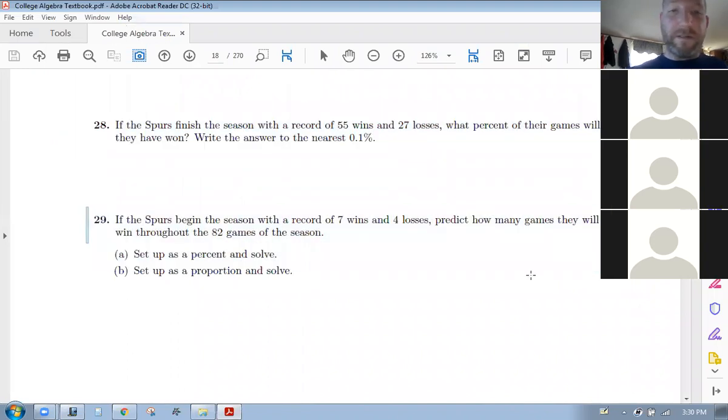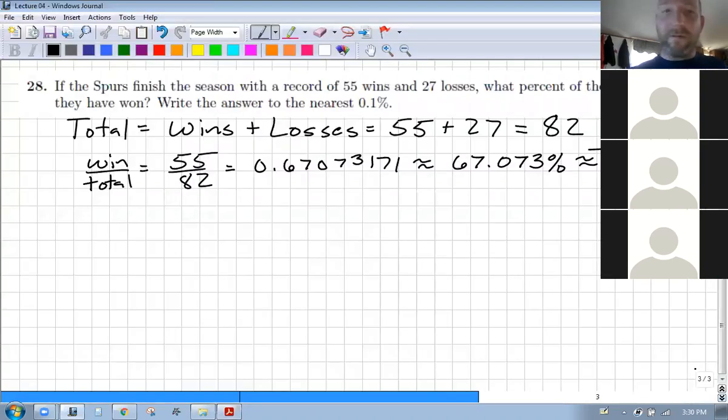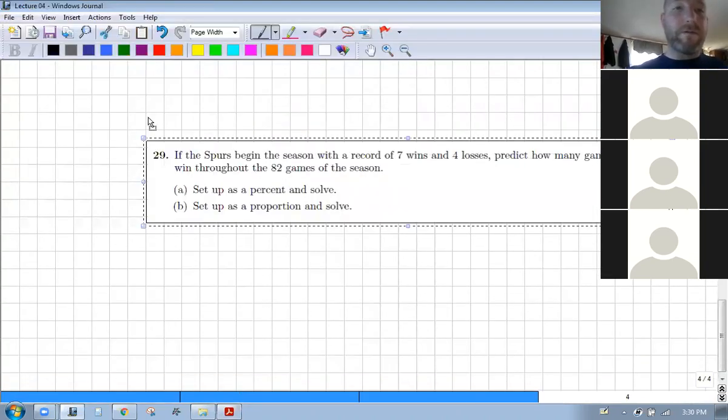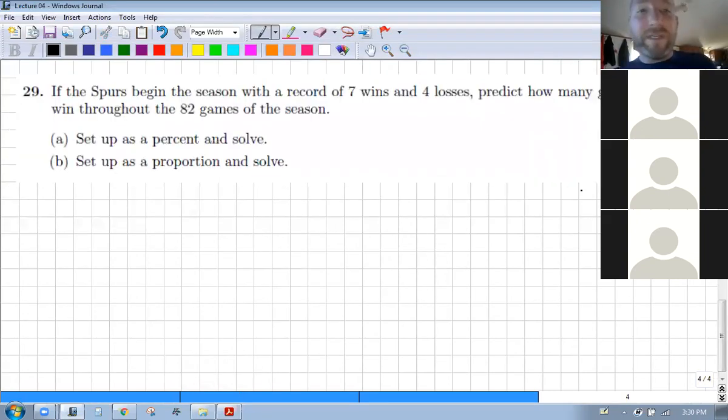Oops, missed it. Try this one. Number 29. All right, if the Spurs begin the season with a record of 7 wins and 4 losses, predict how many games they will win throughout the 82 games of the season. All right, so set up as a percent and solve.